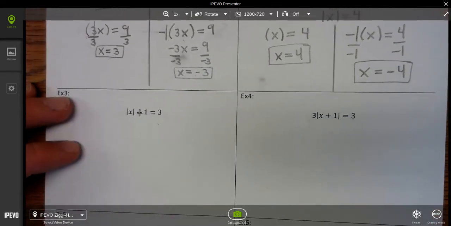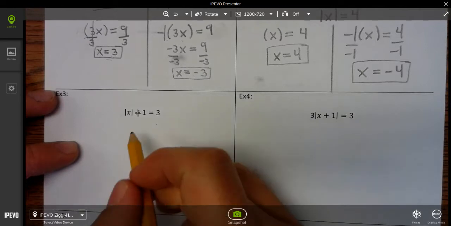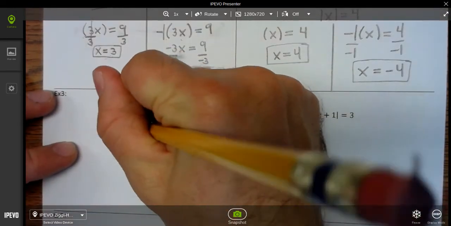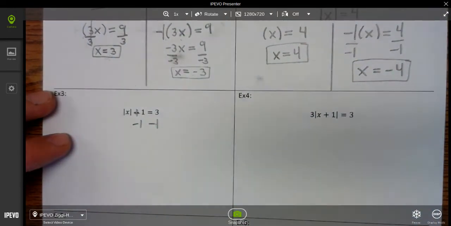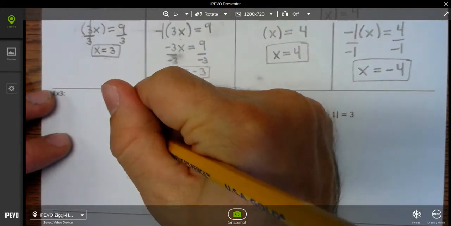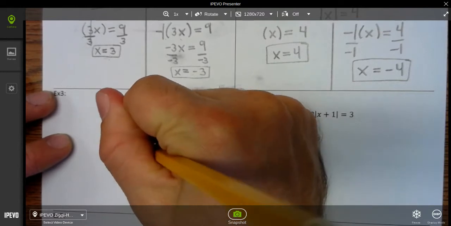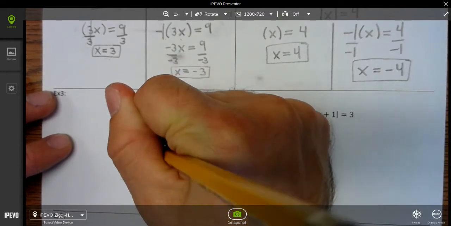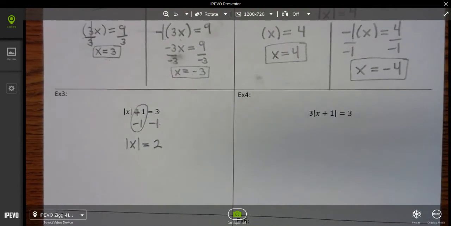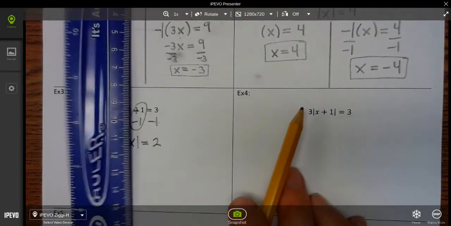All right, so let's look at example number 3. So here, since it's plus 1, we're going to subtract 1 from both sides. So 1 minus 1 is 0. So you get the absolute value of x equals 3 minus 1 is 2. Now the absolute value is isolated, so we're going to apply the definition.